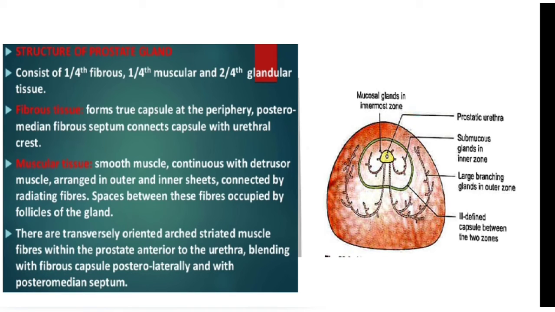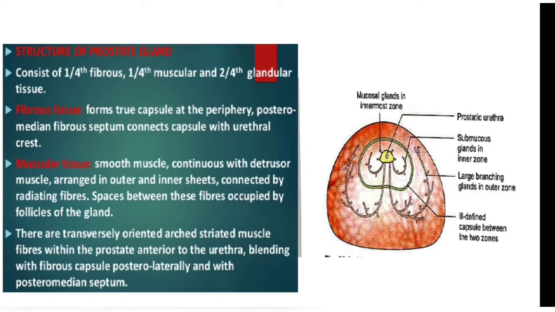Structure of the prostate gland: the prostate gland consists of 1/4 fibrous, 1/4 muscular and 2/4 glandular tissue. Fibrous tissue forms the capsule at the periphery. The posteromedian fibrous septum connects the capsule with the urethral crest. Muscular tissue, smooth muscle continuous with the detrusor muscle, is arranged in outer and inner sheaths, connected by radiating fibers. Spaces between these fibers are occupied by follicles of the gland.